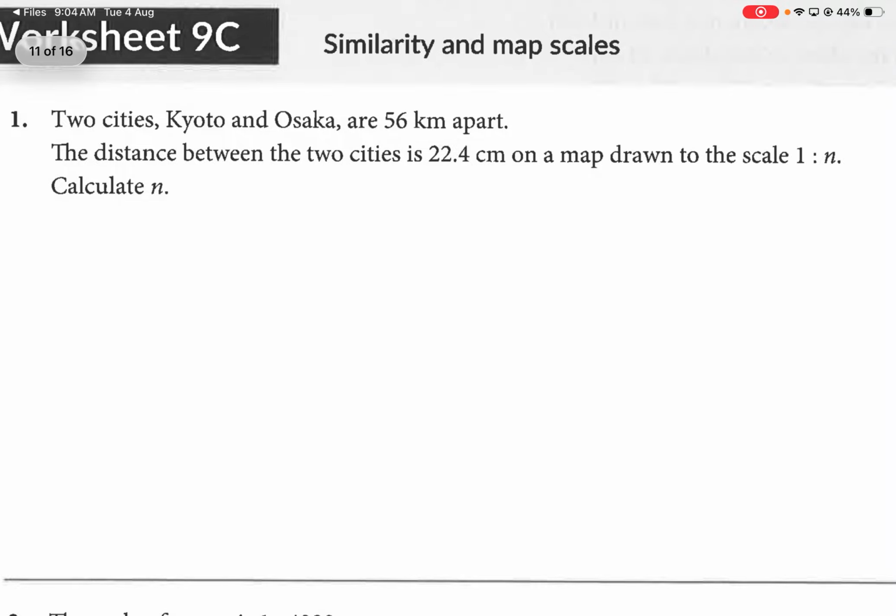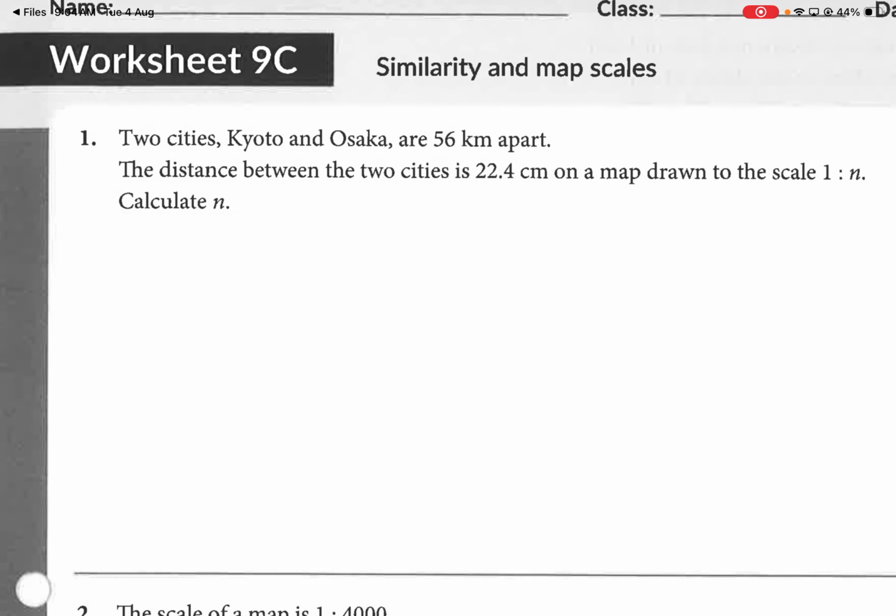Hey, is everyone done? I want to go to the next topic. Map scales.